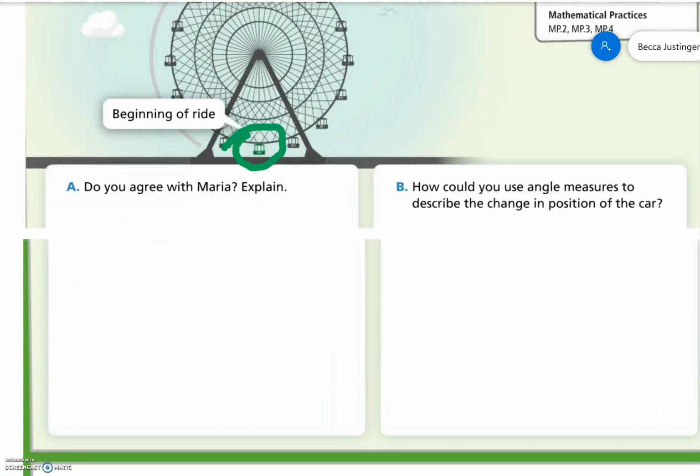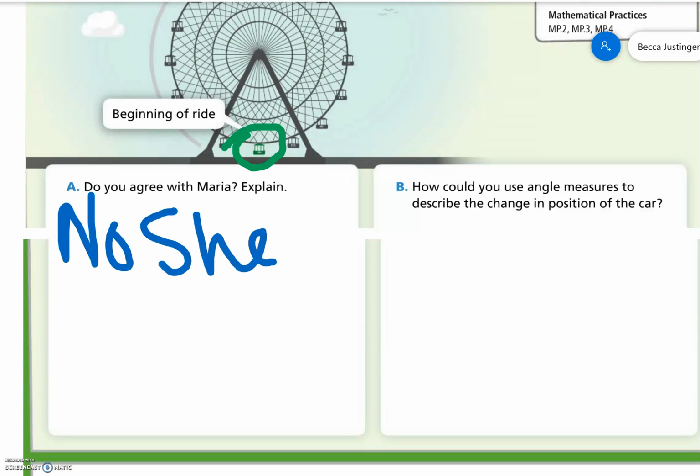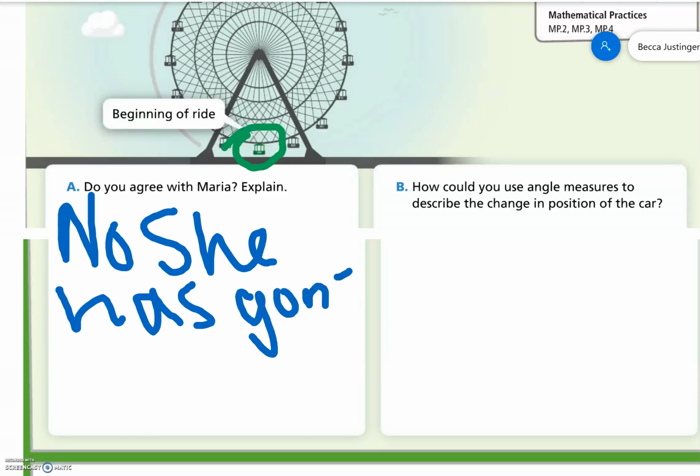Part A. Do you agree with Maria? Explain. No. She has gone 1/2 of the way around.